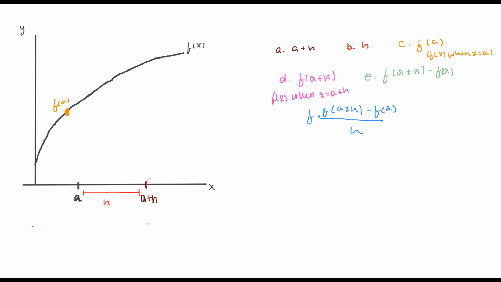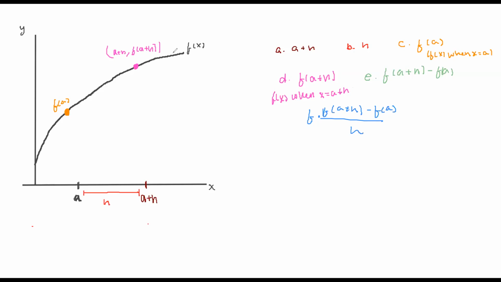Sorry, I said the same thing, but for A plus H. Yep. So here is the point F of A plus H. And so, point-wise, we could pick out a point and say, instead of doing this, this point is rather A plus H.